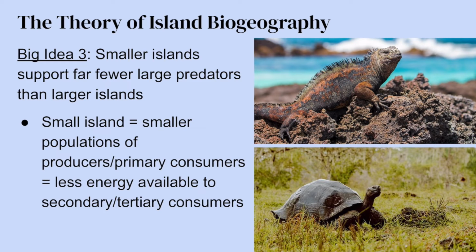When you have small populations of plants and herbivores, it makes it really difficult to support populations of secondary and tertiary consumers. So as we know, thinking back to Unit 1, 90% of the energy at each trophic level is either used up by those organisms or lost as heat. Only 10% of that energy is actually available to the next trophic level. So if you're on a small island that only has a few producers, only has a few primary consumers, it's going to be really hard for those secondary and tertiary consumers to get enough energy to actually survive and maintain a population on that island.